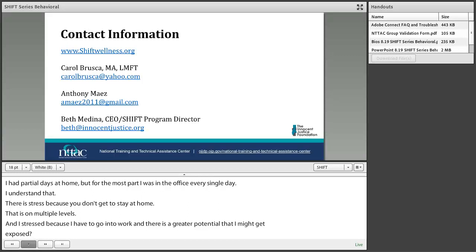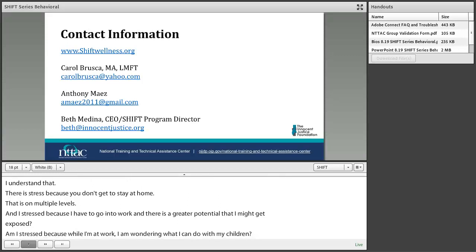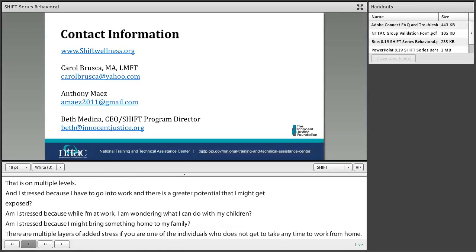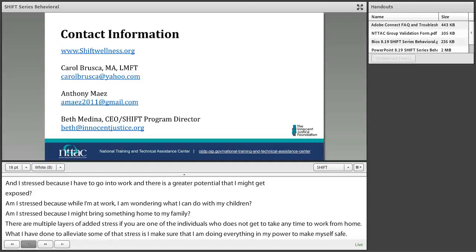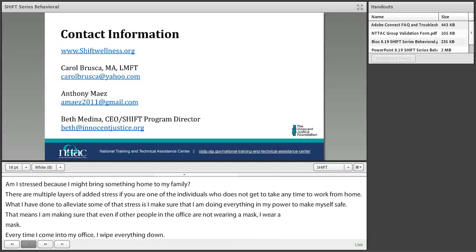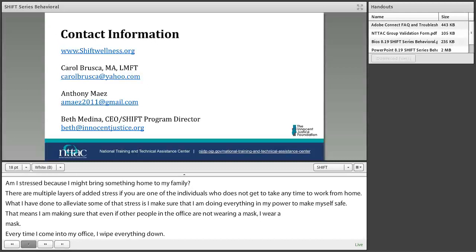What I have done to alleviate some of that stress is make sure I'm doing everything in my power to make myself as safe as possible. Even if other people in the office aren't wearing a mask, I'm wearing a mask. Every time I come into my office, I wipe everything down. I'm doing every single thing I can to feel as safe as I possibly can, because then I realize there's nothing else I can do. When I get home from work, before I walk in the door, I sanitize my hands, take my clothes off, and take a shower first thing.